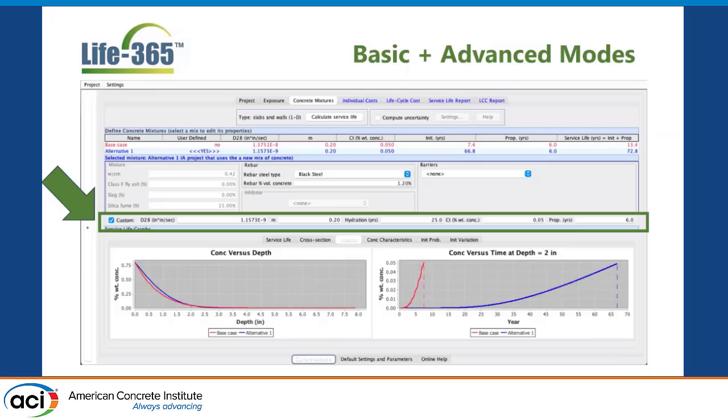And the probability charts will give you some insight as to what that is, because based on these different mixes, Life-365, using Evan Bentz's technique for uncertainty, shows big differences in asymmetric variances.